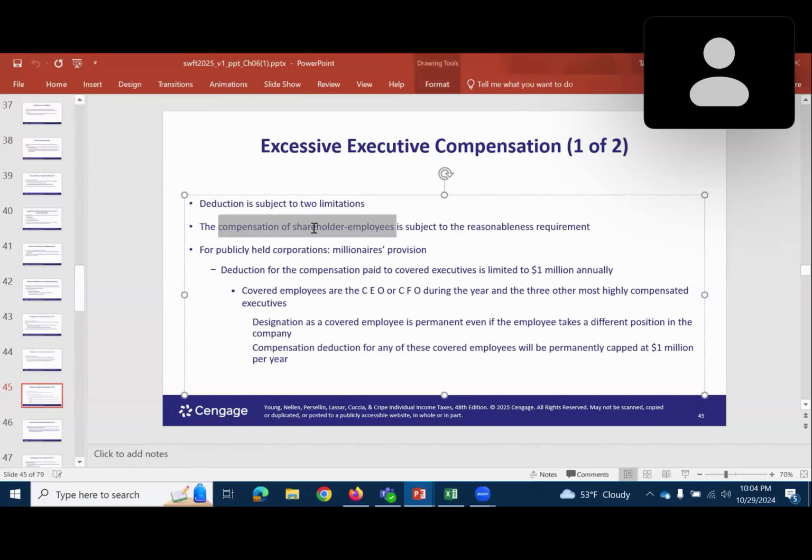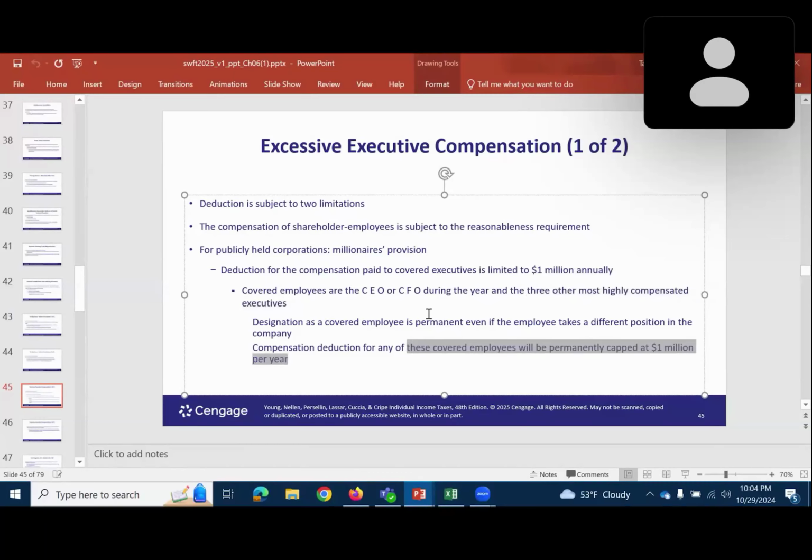The compensation is subject to reasonableness requirements. And for the publicly held corporation millionaires provision, the deduction for compensation paid to covered executives is limited to $1 million. So I'm giving you $5 million or $10 million, but I can only deduct $1 million on my books. The other $9 million I can't deduct on my books as an expense. The covered employees are the CEO or CFO during the year and 3 other more highly compensated executives. And they're capped at $1 million.